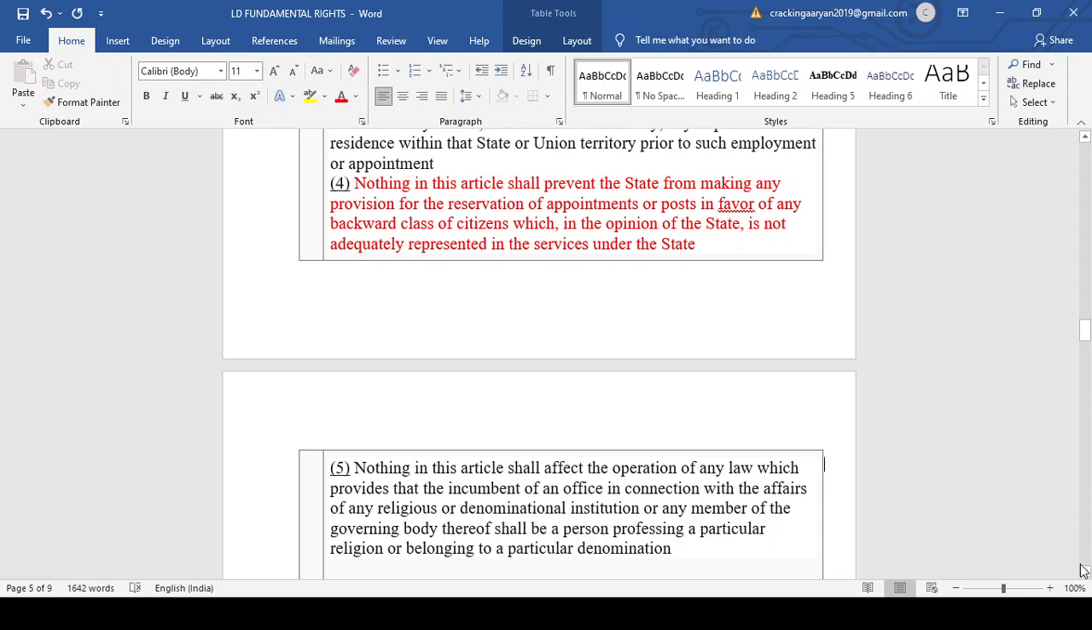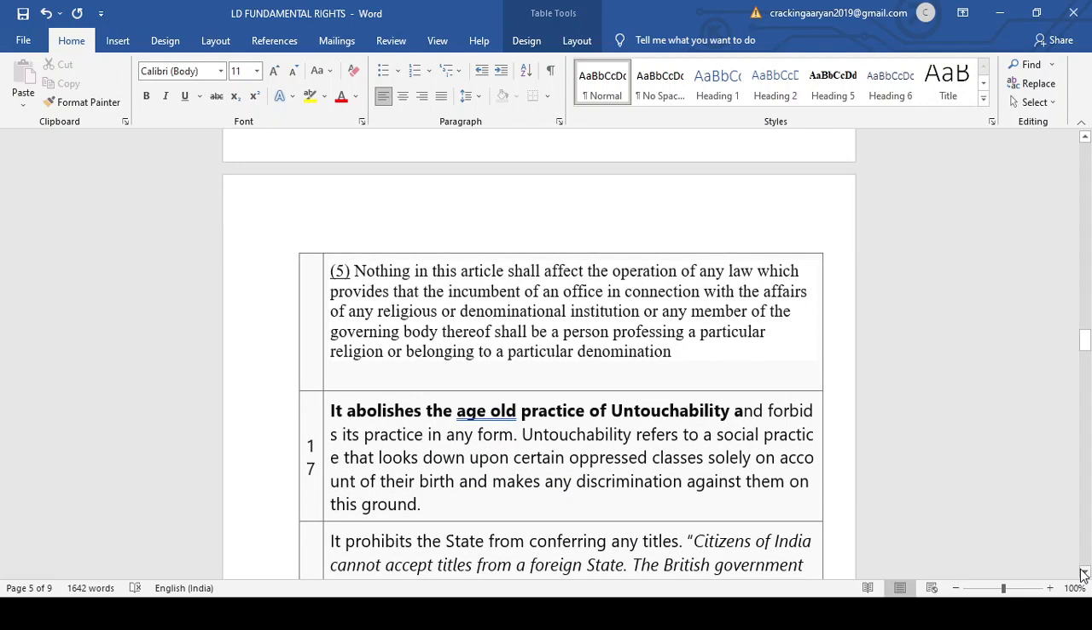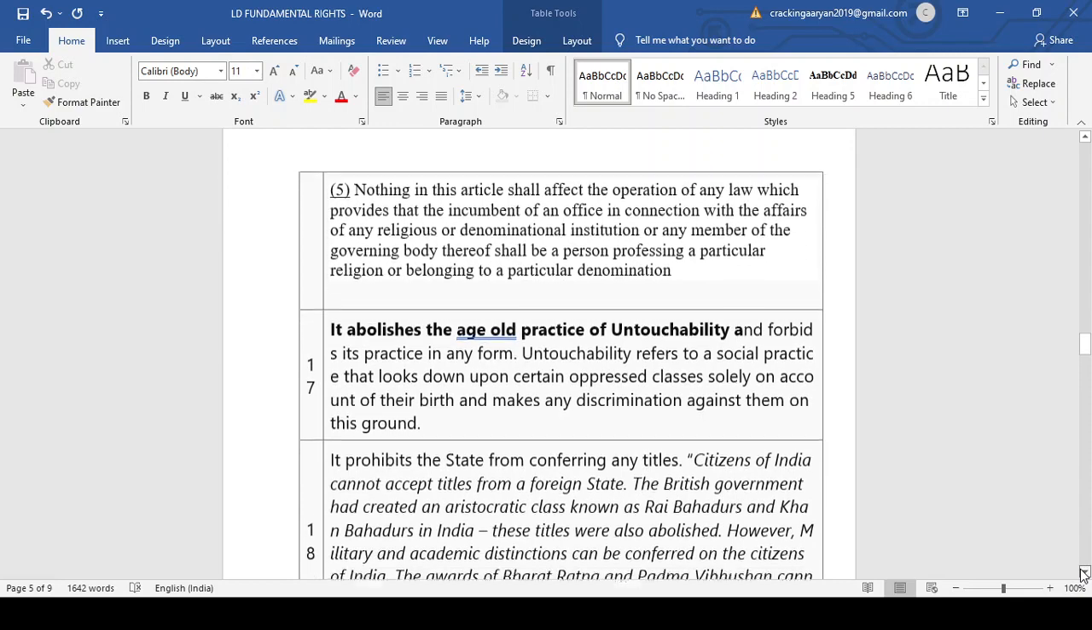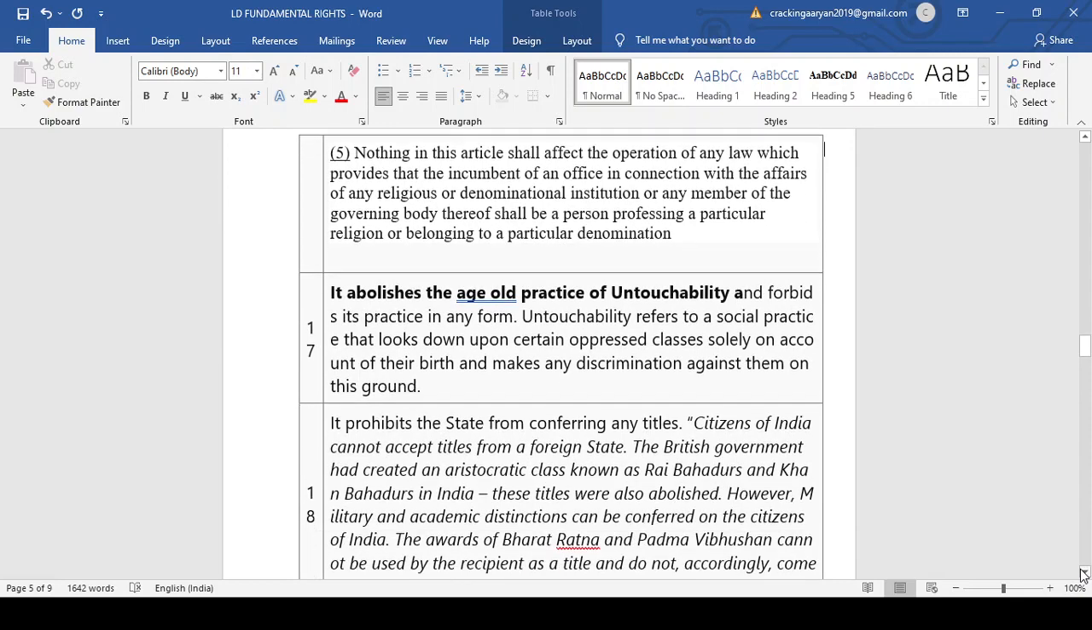It was held afterward, but this is our constitutional provision, and that is Article 16 clause 5. That is not of so much importance. It is regarding the law and the office only. So basically, Article 16 is about the equality of opportunity in matter of public employment.